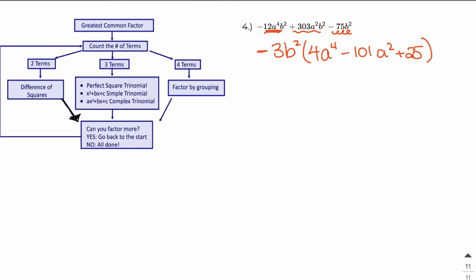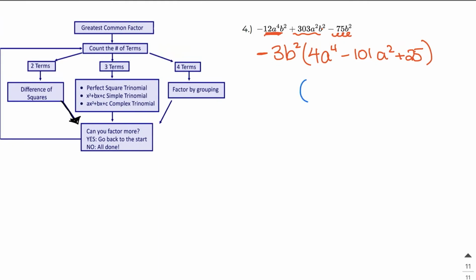Okay, so now that I've done that, I'm going to look at what's inside of these brackets here, and I'm going to count the number of terms. And I can see I have 1, 2, 3 terms. So I'm going to try to see if I can factor what's inside of here by either using trial and error or by using decomposition. So I'm going to use trial and error, but if you prefer using decomposition, go for it, doesn't matter.